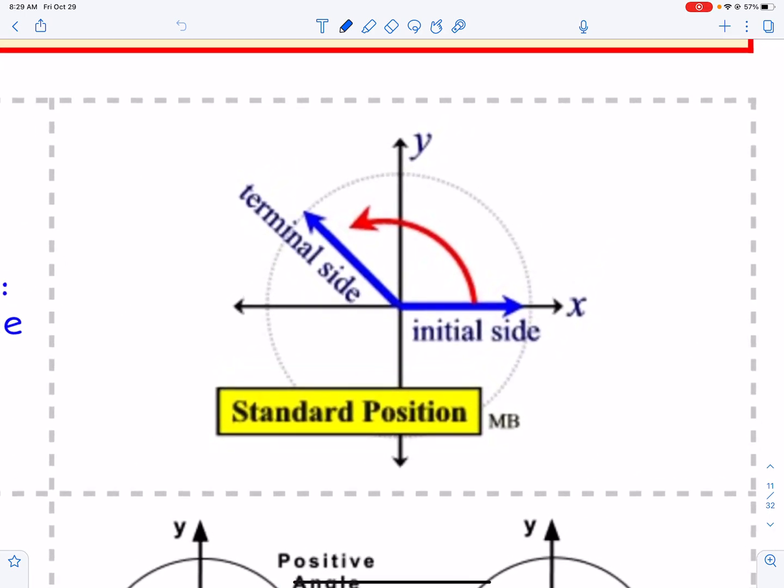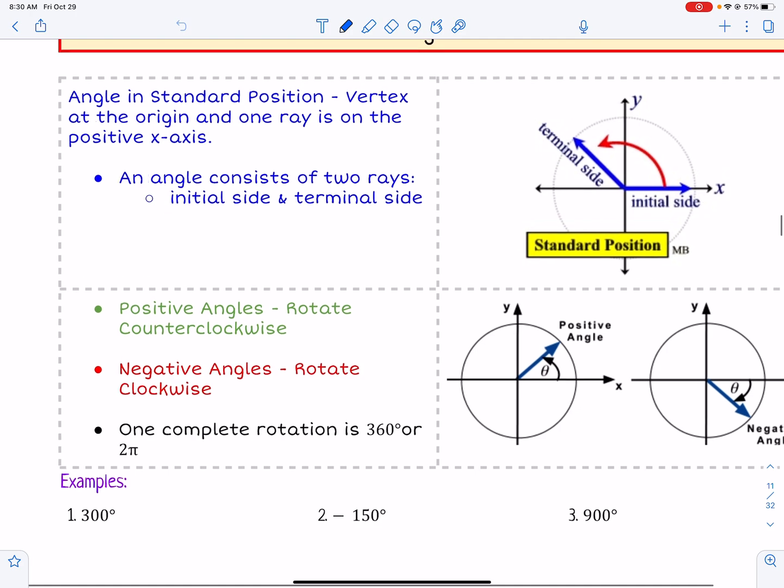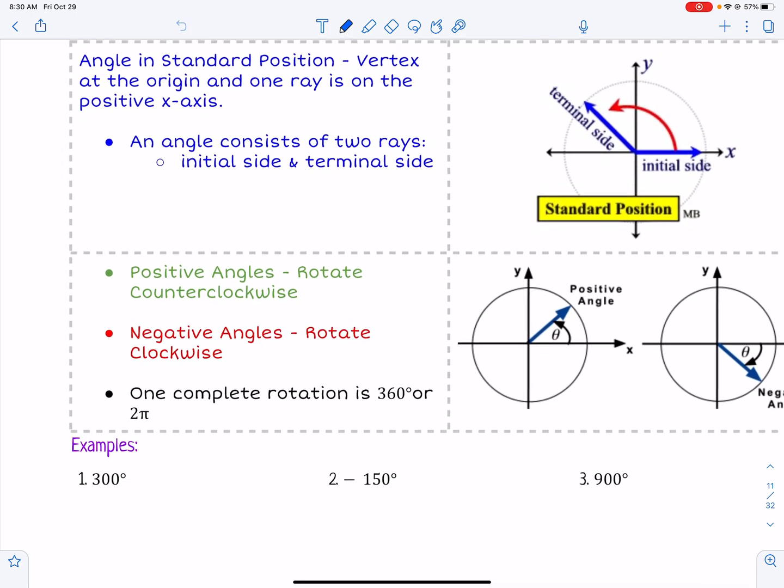From standard position, you start with the positive x-axis as one of the rays that makes up the angle, your initial side. Then you go in a counterclockwise direction, and the last spot where you end up creates the terminal side. That's what we call standard position of an angle. Positive angles rotate counterclockwise, whereas negative angles rotate clockwise. And one complete rotation is 360, which is equivalent to 2 pi.